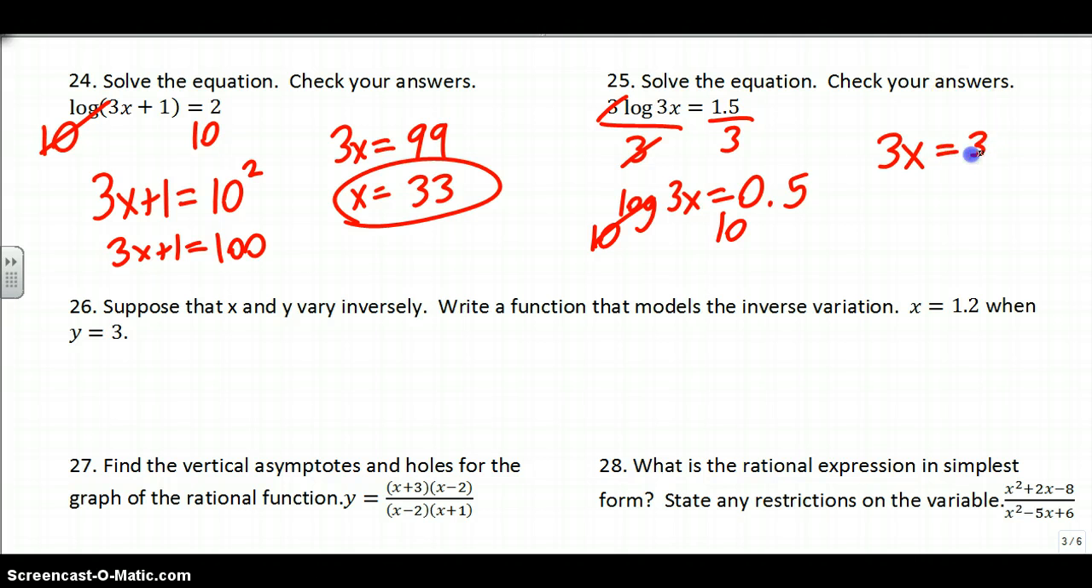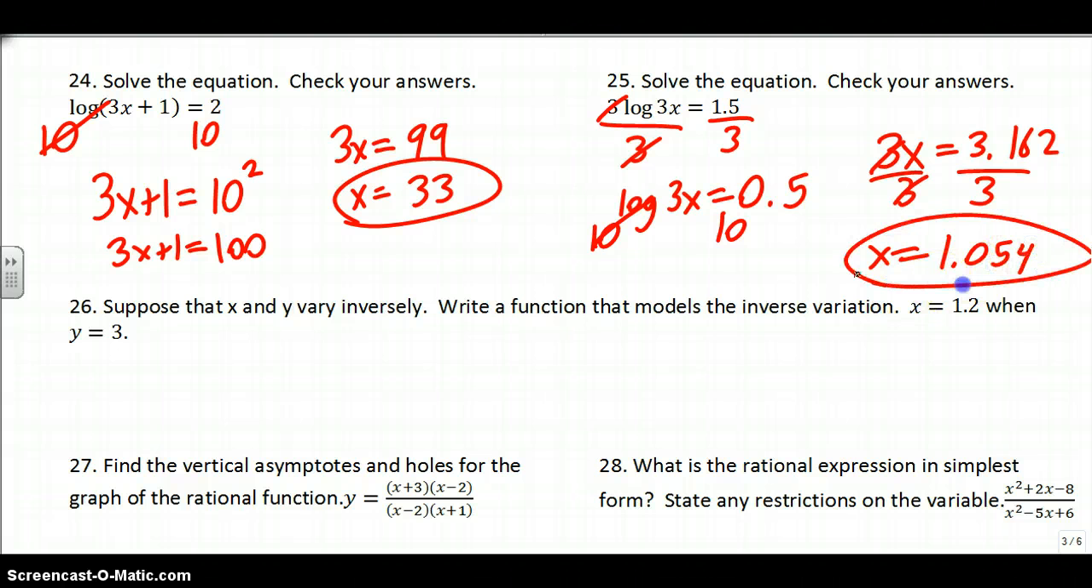Won't be the prettiest number in the world. Let's see, roughly 3.162. And then you finally divide that by 3 to win the day. You should get something like 1.054. Again, these are all approximate because we're rounding, right? Lots of rounding with logs sometimes, but that's all right.